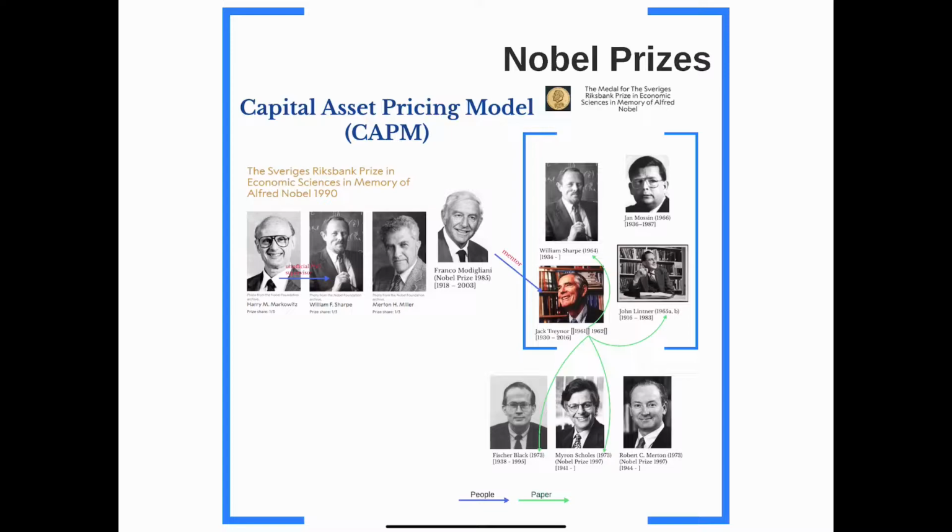In 1997, Myron Scholes and Robert Merton were awarded the Nobel Prize in Economics for this model. But unfortunately, Fisher Black passed away in 1995. So he couldn't have got it.